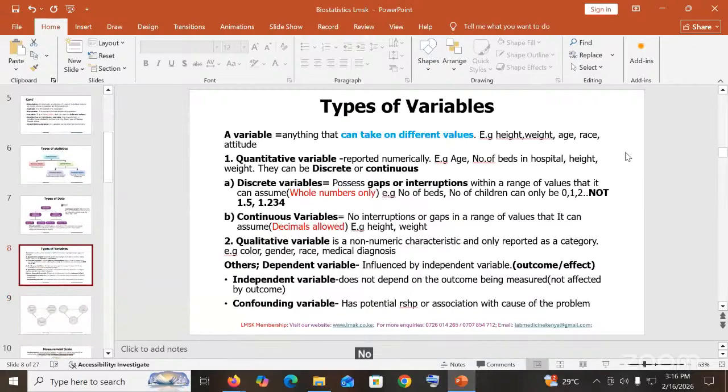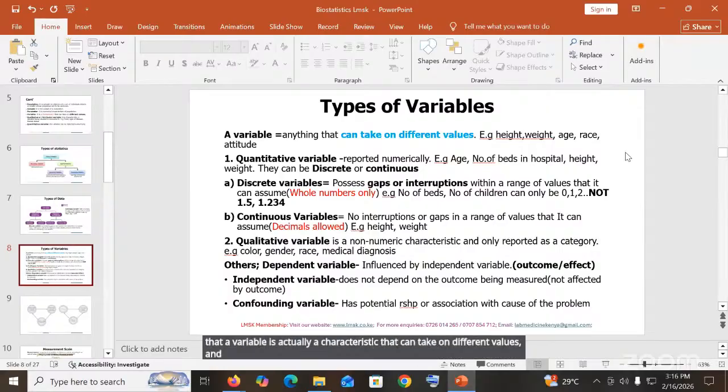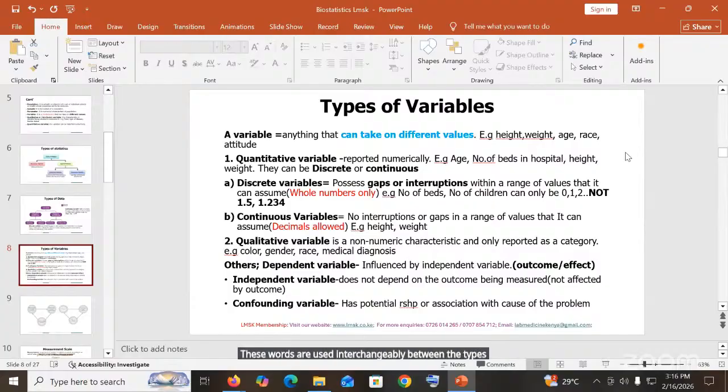Now, we tackle the types of variables, and it's good to mention as we proceed that a variable is actually a characteristic that can take on different values. This includes, for example, height, weight, age, race, attitude, and different variables that we know about. So these words are used interchangeably between types of data and types of variables.